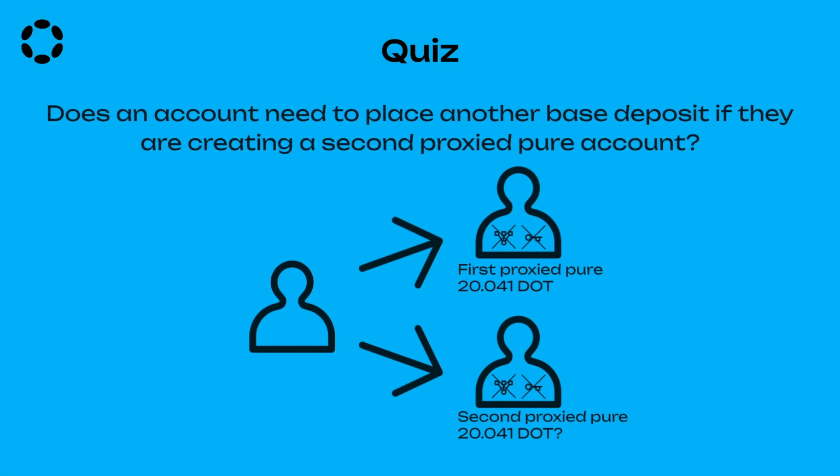Question: does an account need to place another base deposit if they are creating a second proxied pure account? Answer: yes. Remember, submitting a create pure transaction generates a proxied pure account whose first proxy is the spawner. So if the same account submits a second create pure, they are generating a totally different proxied pure account whose first proxy is also the spawner.